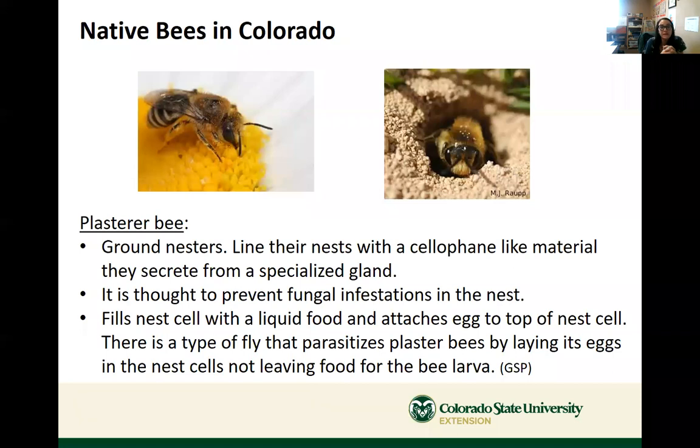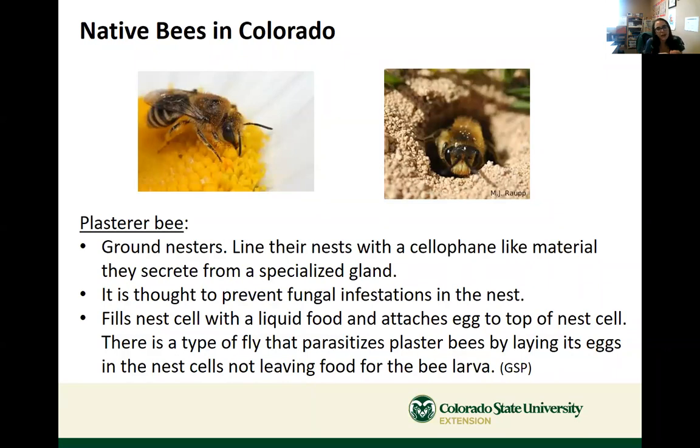Let's talk about some specific bees that we have here in Colorado. This bee here is called a plaster bee. It is a ground nester. So they actually will dig holes in the ground and nest in cavities in the ground. They line their nests with a cellophane-like material that they actually secrete from a gland on their body. And that cellophane-like material is thought to have some antifungal properties, so that it will prevent any kind of fungal growth in the nest over the winter, and that their egg and their larva will be safe.